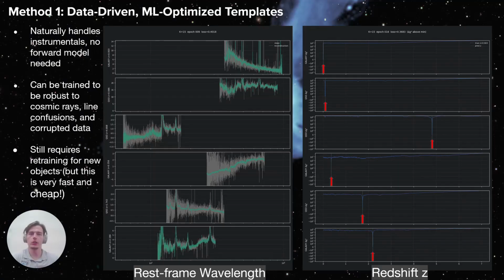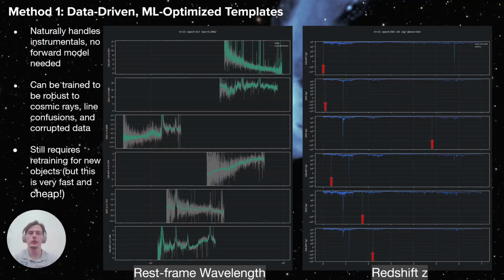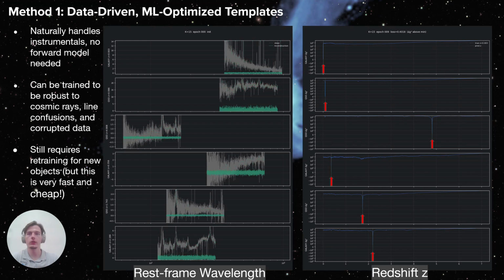Actually, getting to the machine learning, what can be done? The direct answer is machine learning optimized templates. So here I'm showing some templates learned directly from about 1 million spectra with known good redshifts. Their resultant reconstruction capability is shown in the left-hand panel, and their redshift estimate is shown in the right-hand panel.